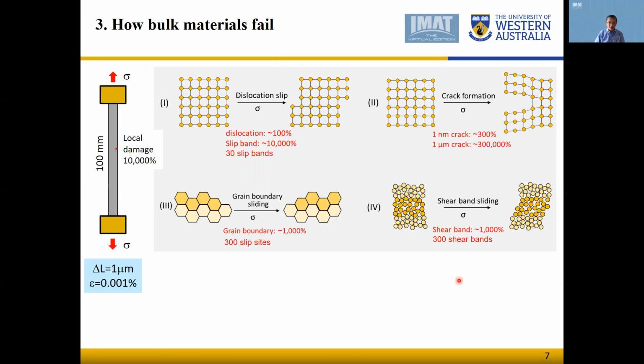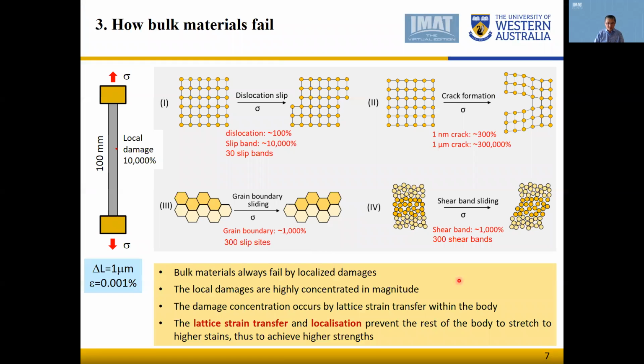So what do all these tell us? Summarizing them, we know that bulk materials always fail by localized damages, and local damages are highly concentrated in magnitude. The damage concentration occurs by lattice strain transfer, because we apply only very little strain uniformly, and yet they all seem to accumulate to a few sites with huge magnitudes. So the lattice strain transfer and the localization prevent the rest of the body from stretching further, and thus from achieving higher strength.